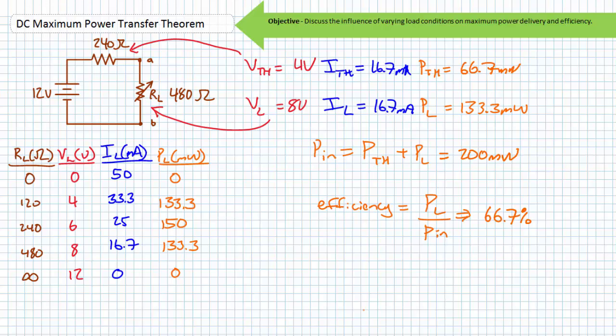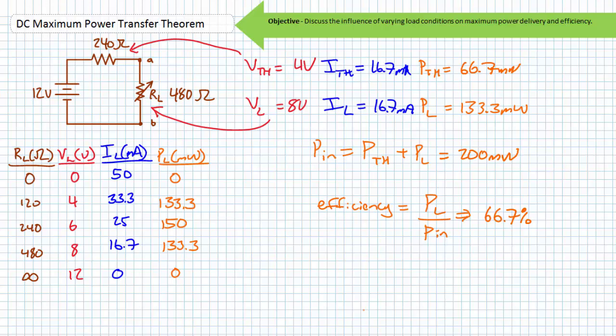Consider a case in which RL has been adjusted to twice that of RTH, or 480 ohms. During these conditions, the voltage across the load equals 8 volts, and current through the load equals 16.7 milliamperes. Therefore, power dissipated by the load resistor is approximately 133.3 milliwatts.